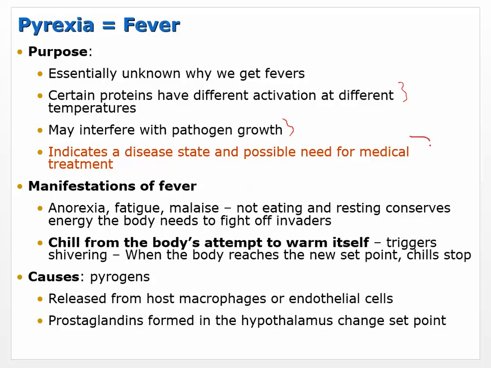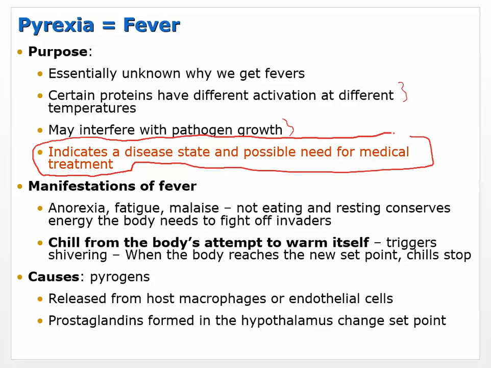But here's the important thing. This is the important thing to remember. Without knowing why we get a fever specifically, we know that when there is a fever, that indicates a disease state and possible need for medical treatment. So as healthcare providers, we want to make sure that if there is a fever, or that a fever is increasing, that's kind of an indication that something may be getting worse. Now, sometimes fevers oscillate, but in general, that's something we really want to monitor, because it indicates a disease state.